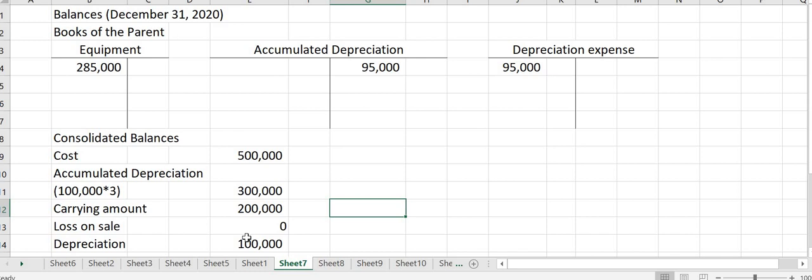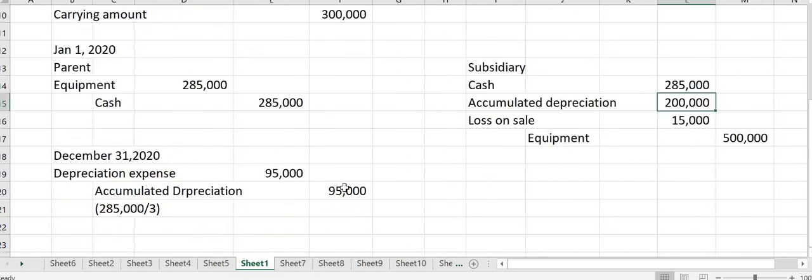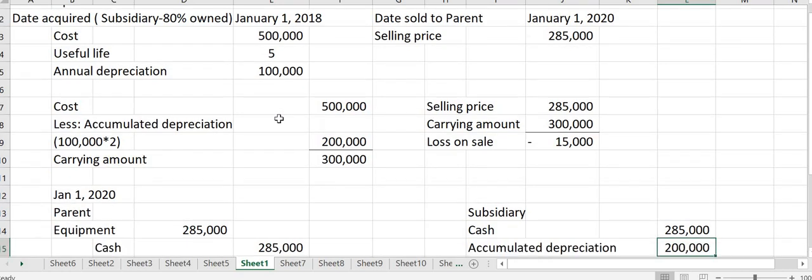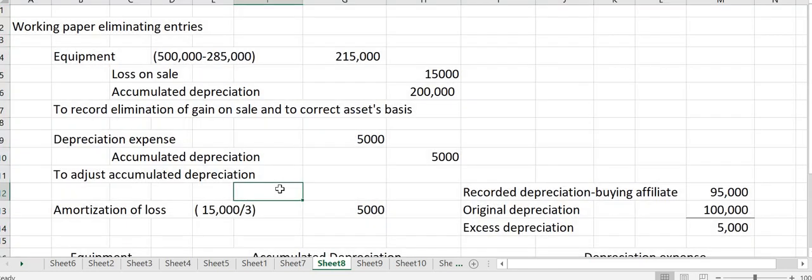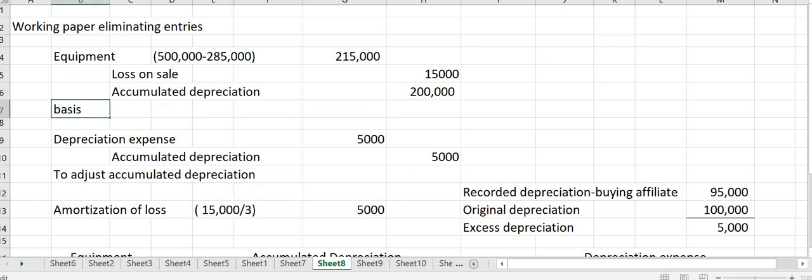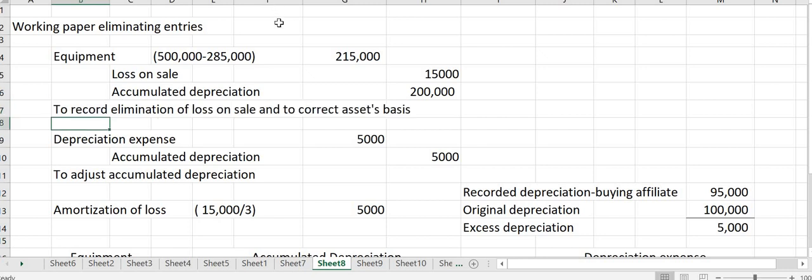No? Eliminate natin yung loss on sale. And then, yung depreciation natin should be 100,000. The original depreciation. Okay? So, what are the working paper eliminating entries natin? So, first, we have to correct, to eliminate the loss on sale, and to correct the asset basis.